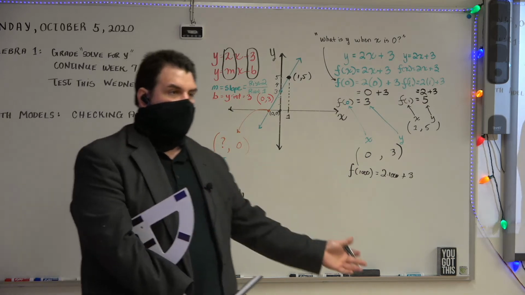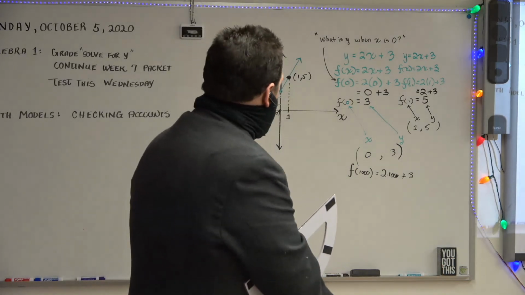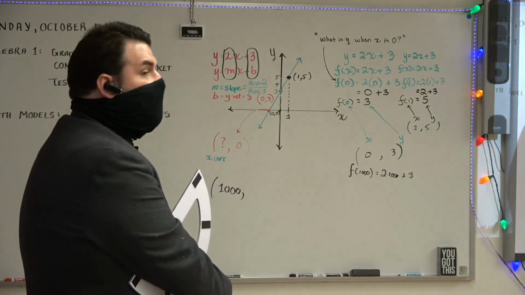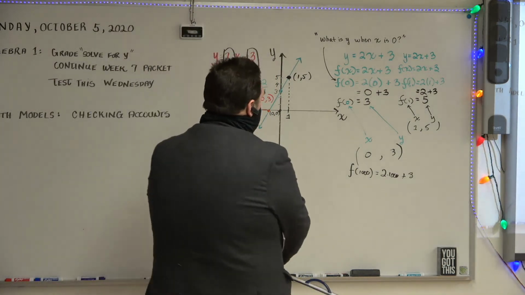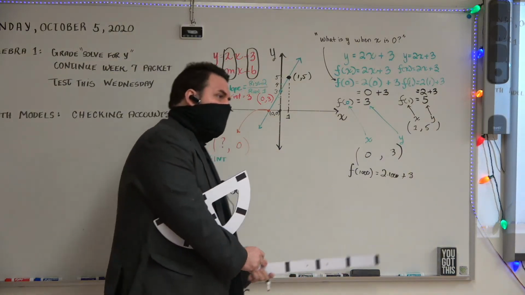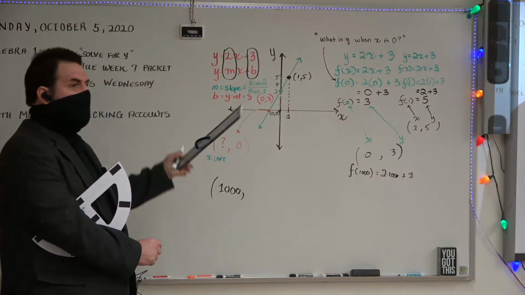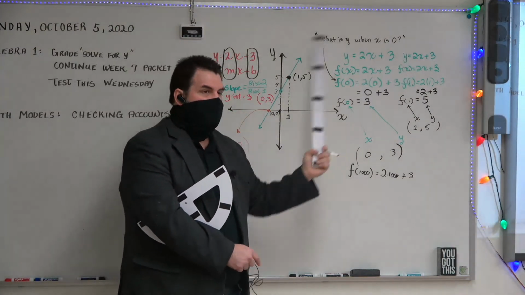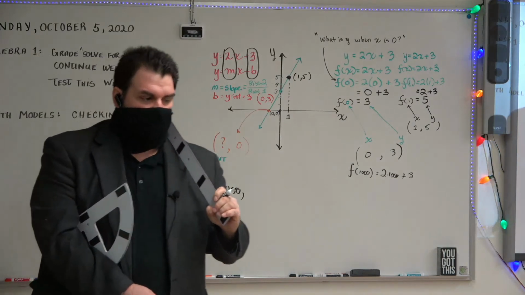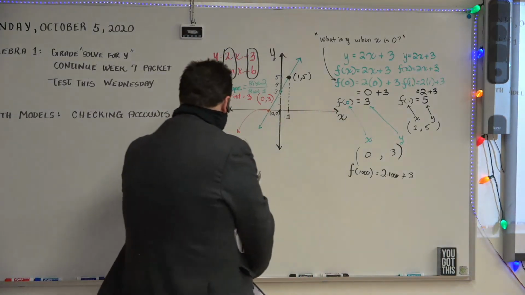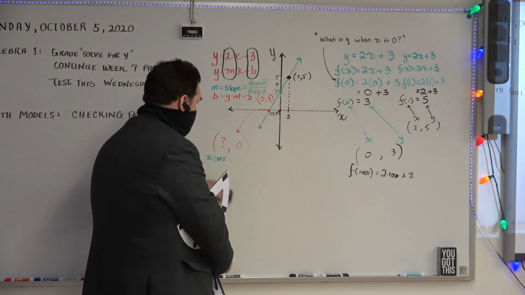20,000. 20,003, right? How about F of 50? 103. Do you see how it's working? You're just plugging in this number I'm giving you. It's spitting out 2 times that number plus 3. You understand? Okay. Good. If you understand that, you are going to understand what I'm about to do.